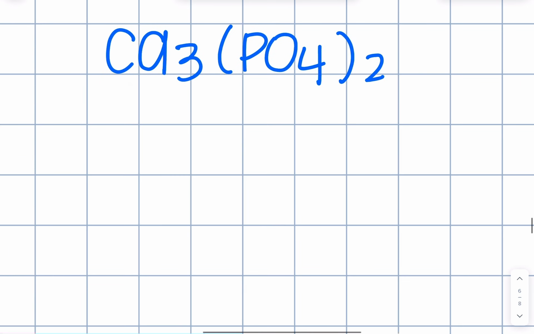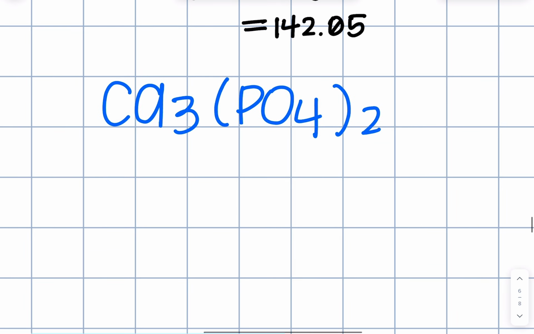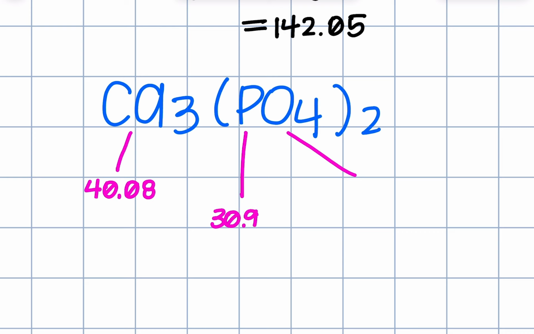All right, and then the final, and in my opinion, most complicated question, we're going to do calcium phosphate. So you'll notice here that we have a set of parentheses. I'll explain that in just a minute. First step, just like in the previous question, we're going to pull the molar masses for each element off the periodic table. 40.08 for calcium, 30.97 for phosphorus, and 16.00 for oxygen.